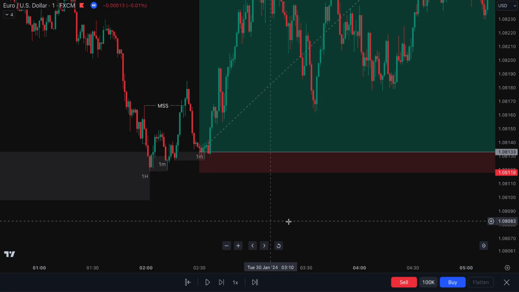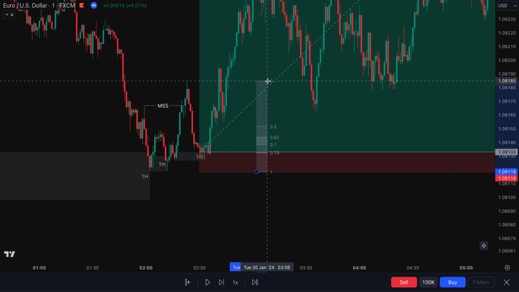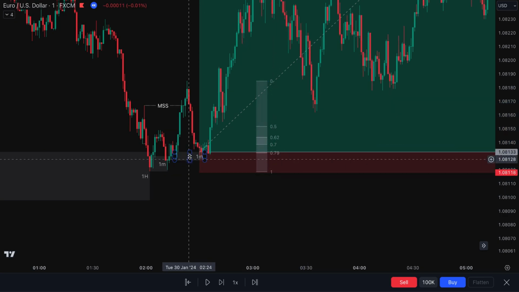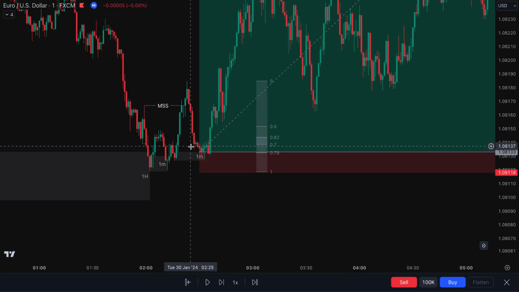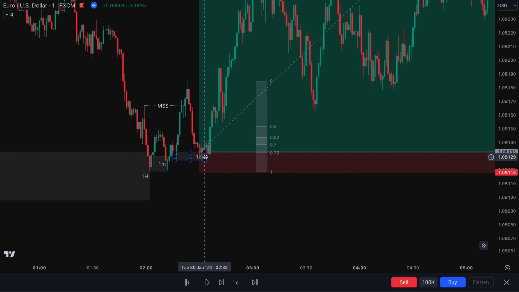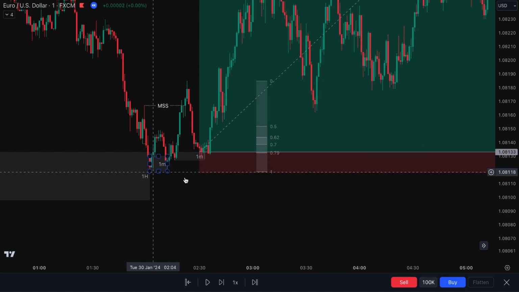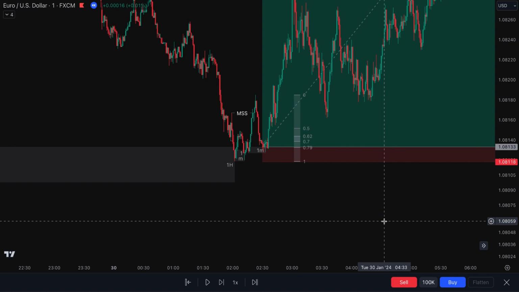I then took the Fibonacci retracement tool again and drew it from this low to this high, because this is my trading range. And as you can see, we have an unmitigated order block right here. I entered once price mitigated it and put my stop loss below this low and take profit at a recent high.